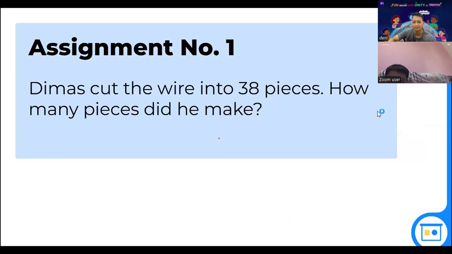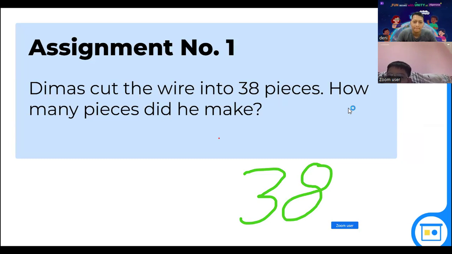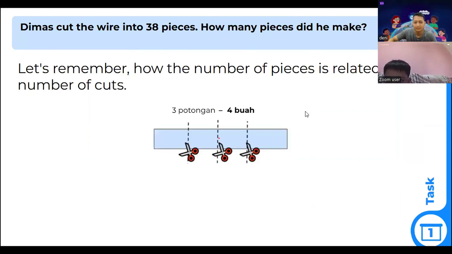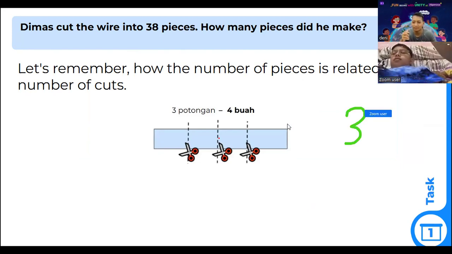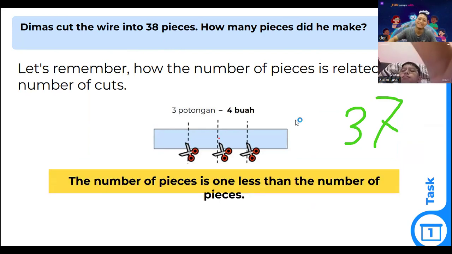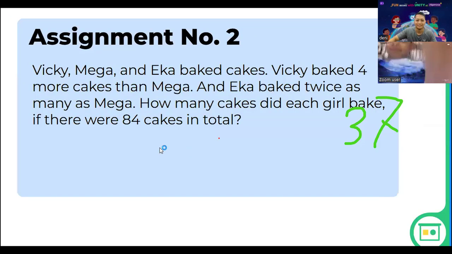Okay, let's go to the task. What's the answer? Dimas cut the wire into 38 pieces. How many pieces did he make? Let's see. Yeah. Remember the concept? If we cut it three times, how many pieces did we get? So what's the answer? 37? Okay, good. Next, number two.